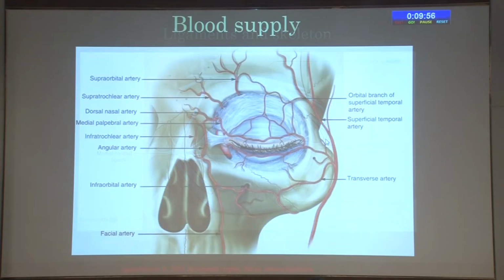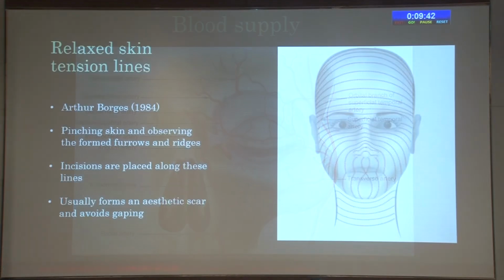It is important to know that the blood supply of the eyelid is very extensive, so the grafts and flaps in this area survive very well, and they are quite aesthetic in this area, so it makes reconstruction a little bit easier in this area.